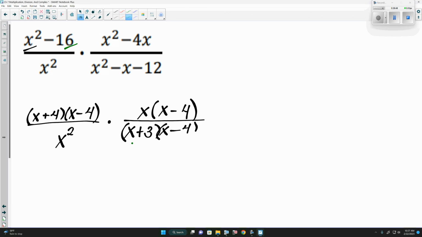And we could check and make sure. X times negative 4 is negative 4x. 3 times x is plus 3x, which does indeed give us a negative x.